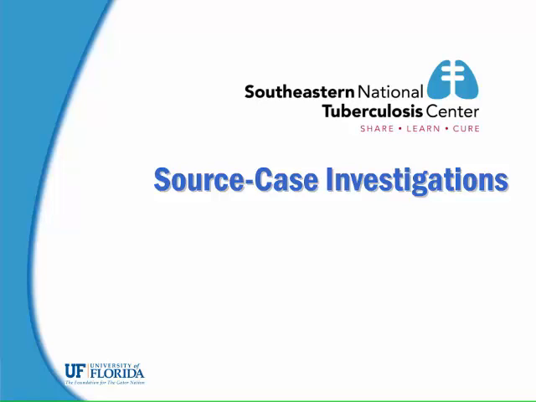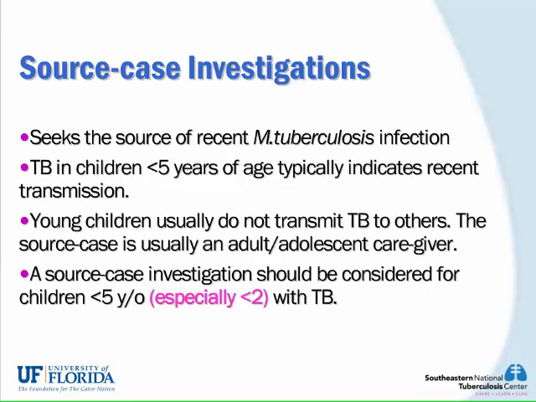So let's talk about source case investigations. These kinds of investigations are different from contact investigations. In the source case investigation, we are looking for the person who transmitted the TB to the child or the patient. We know that TB in children less than 5 years of age indicates a recent transmission. And young children usually do not transmit TB to others. So the source case is usually an adult or an adolescent caregiver.